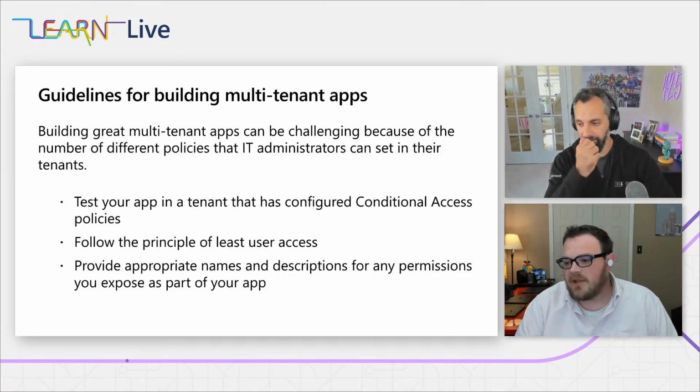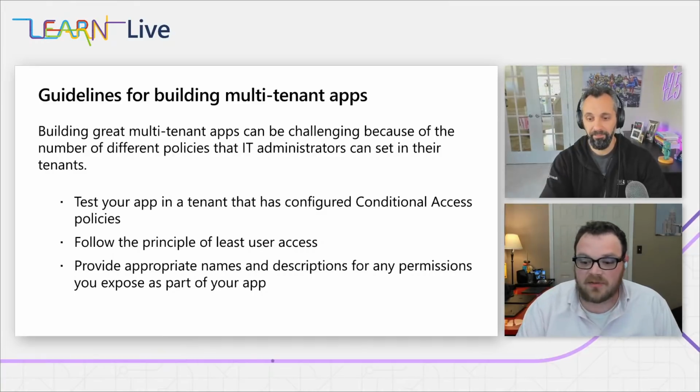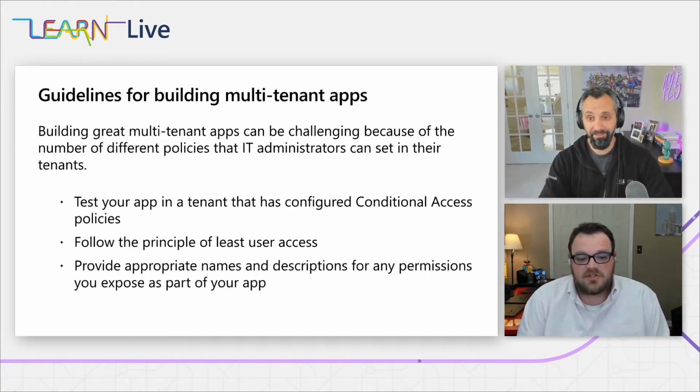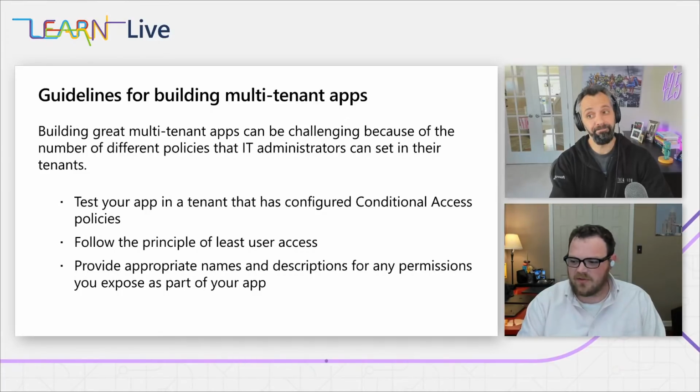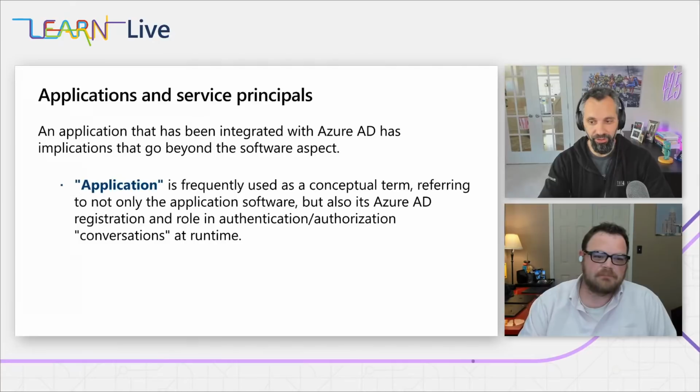And then appropriate names and descriptions. Those are super important, because this is essentially the first interaction your customer is going to have. They're going to hit your app, and it's going to say, hey, this app would like to access this and access that and access this. And if your user can't figure out why you want to access that, they're going to say, yeah, no way, I'm not consenting. Exactly.